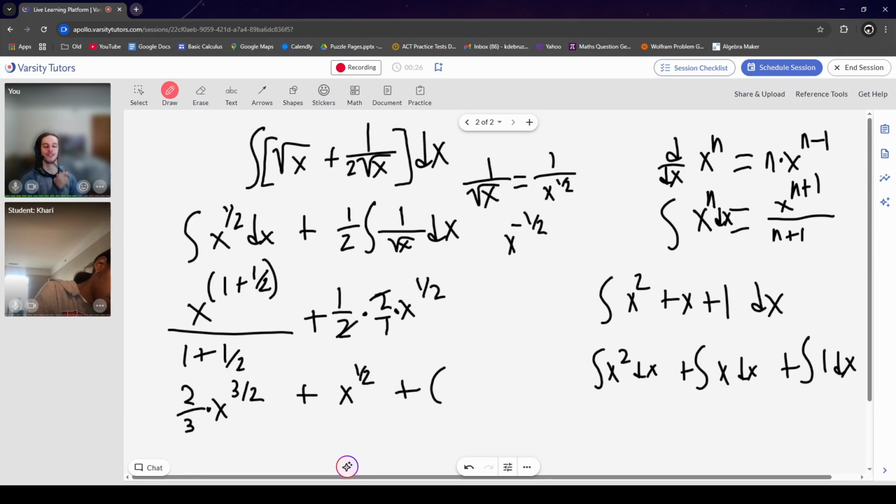Is there anything else? So I will talk briefly about the difference between derivatives and integrals. With derivatives, we had a whole bunch of techniques. We can apply it linearly.